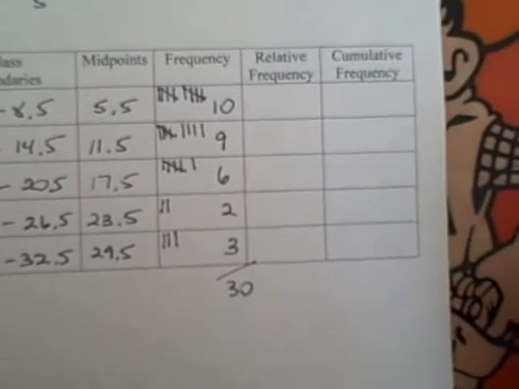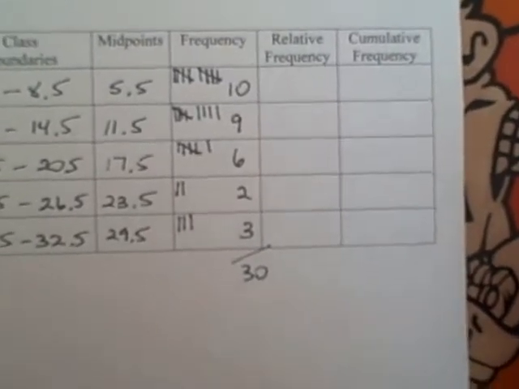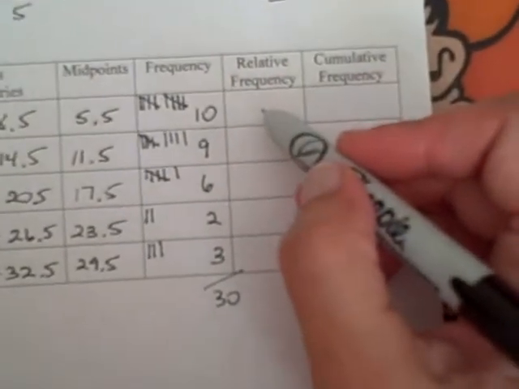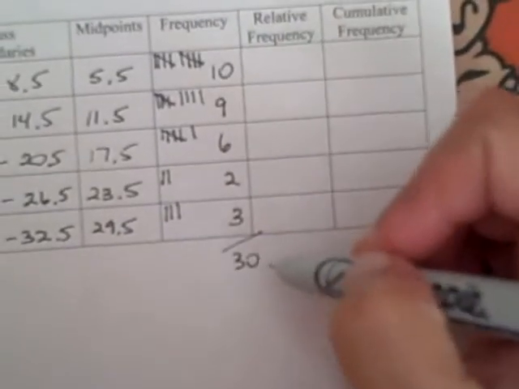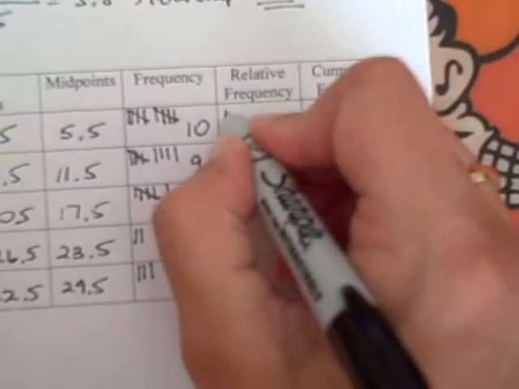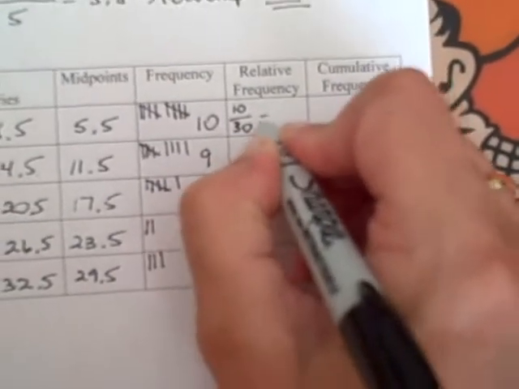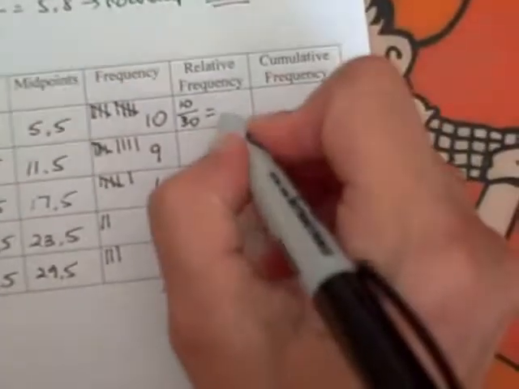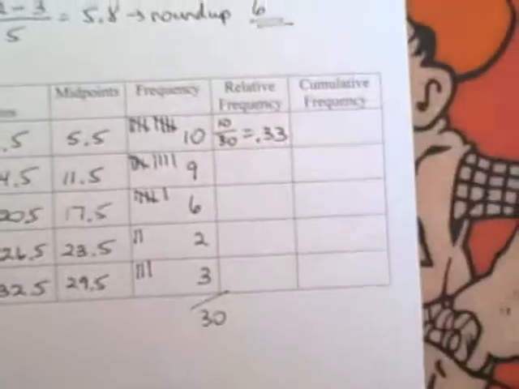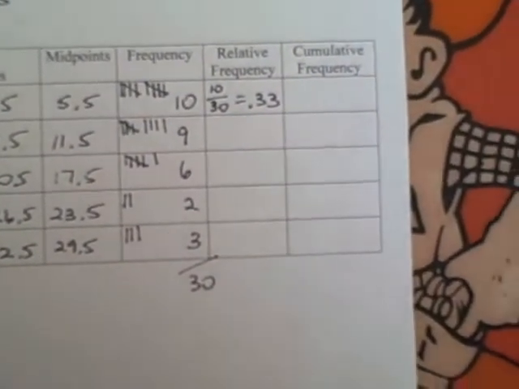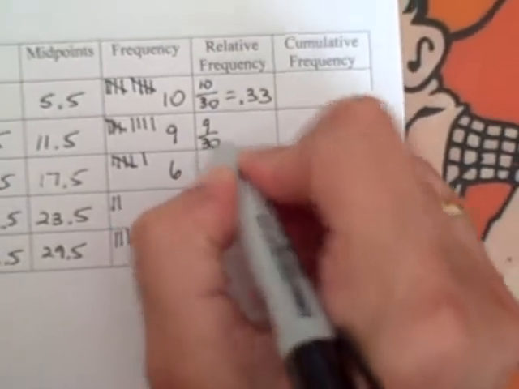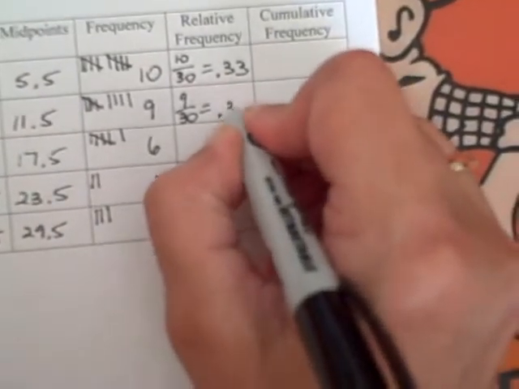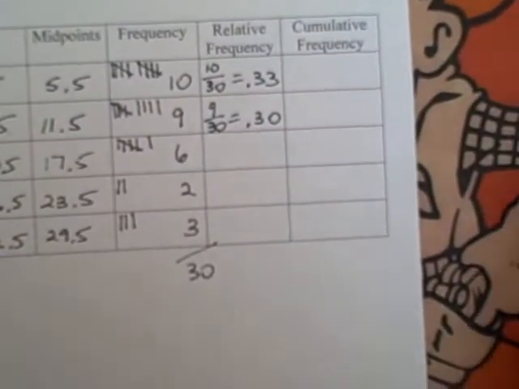Now, relative frequency gives us more of an idea in a percentage, although we don't write it as a percent, we write it as a decimal. For the first class, there were 10 out of 30 data values, so we do 10 divided by 30, which is 0.3 repeating. We generally want to go at least 2 decimal places, so 0.33. Then 9 divided by 30 for the second class is 0.3 exactly. I'll write it as 0.30 so everything is 2 decimal places.